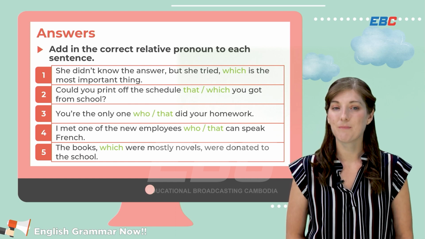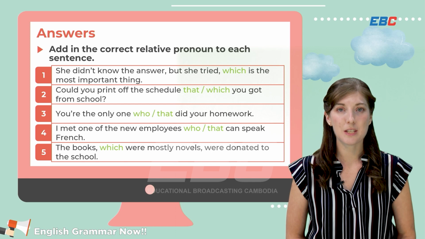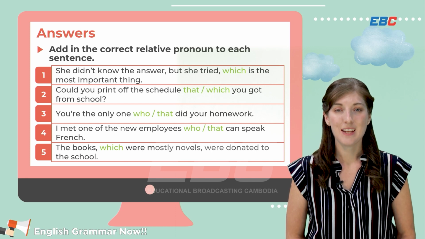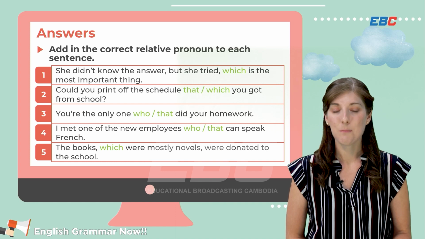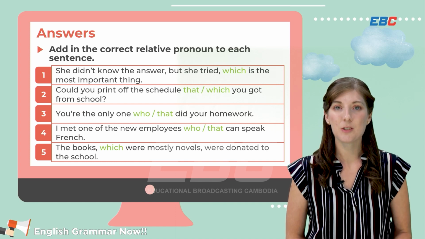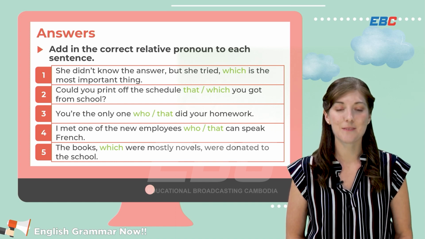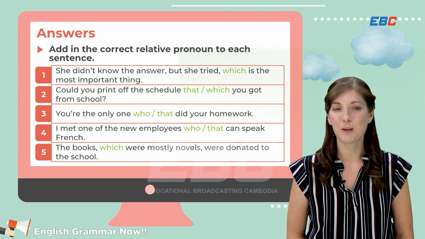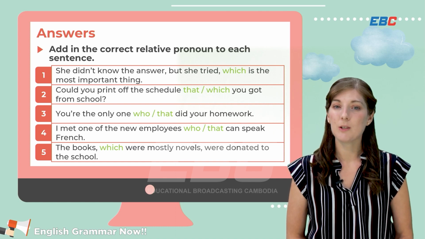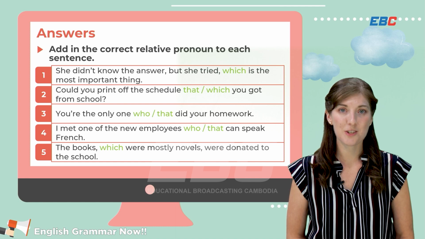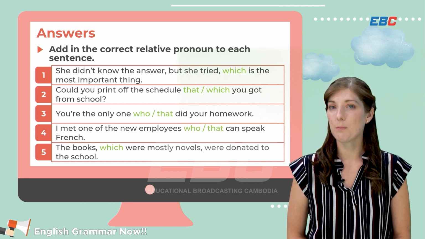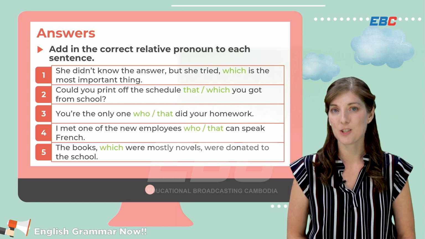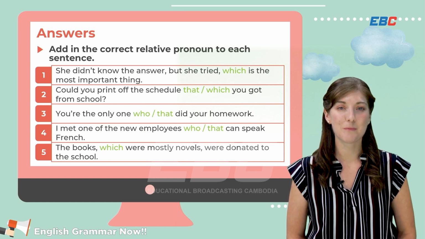Number 3, you're the only one who did your homework. Now, who is a pretty likely choice to talk about people, but again, in informal speech, we might choose to say that instead. Number 4, I met one of the new employees who can speak French. We could also say, I met one of the new employees that can speak French. Either of those is possible.